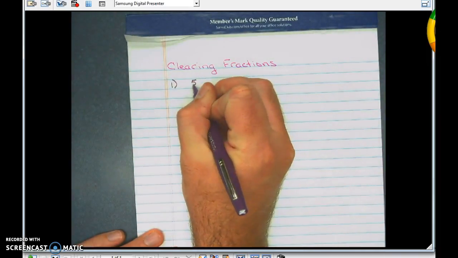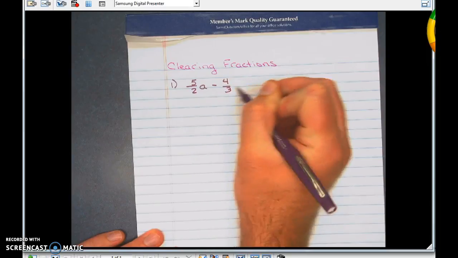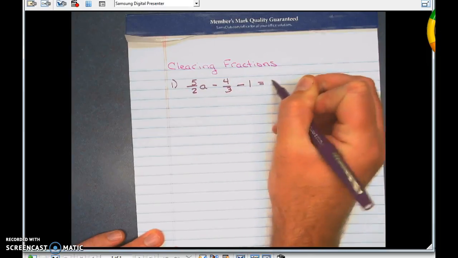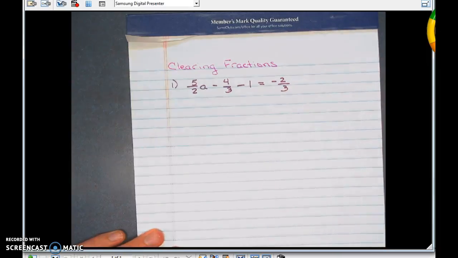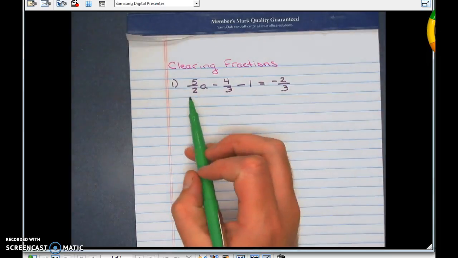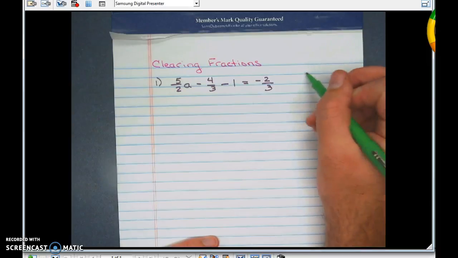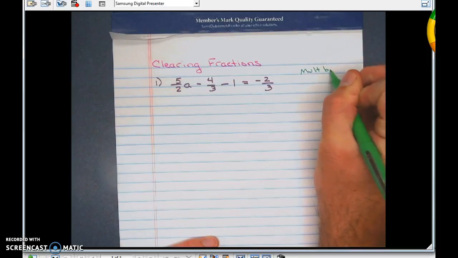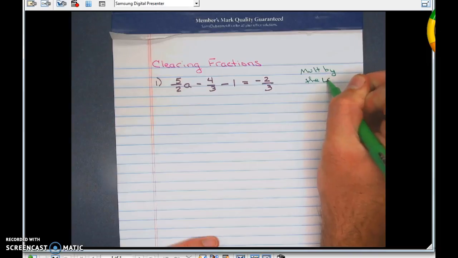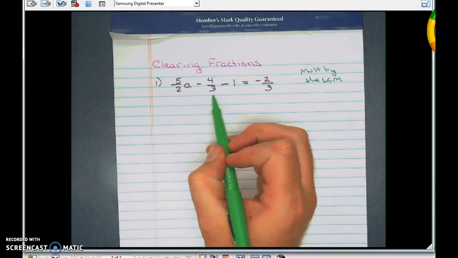It says 5 halves A minus 4 thirds minus 1 equals negative 2 thirds. Just as a normal tip, just make sure that you're writing the problems right, that you're getting the negative and positive signs and everything like that right. First step on these is there's all these nasty fractions, and the trick was in the notes that we could get rid of those fractions by multiplying everything by the LCD, the least common multiple of all those denominators. So the denominators are 2, 3, and 3.